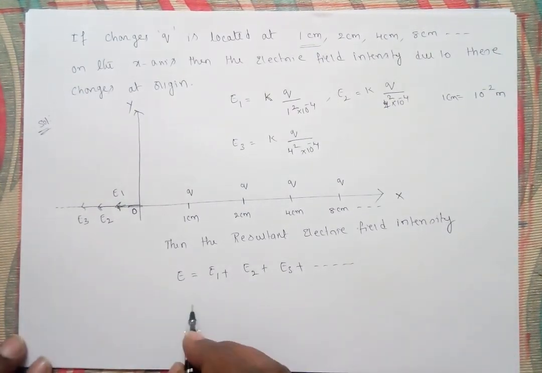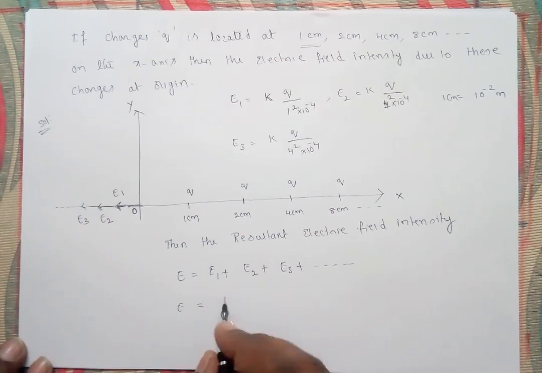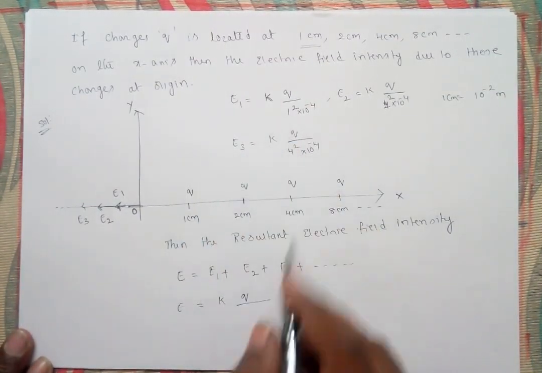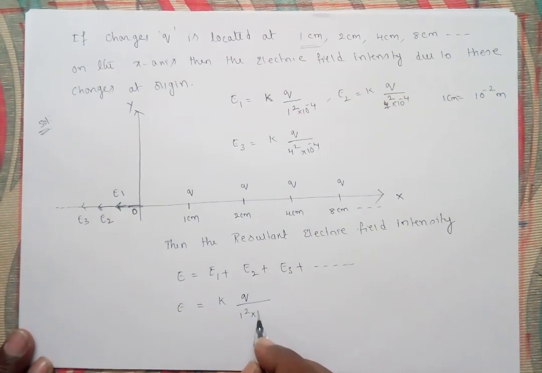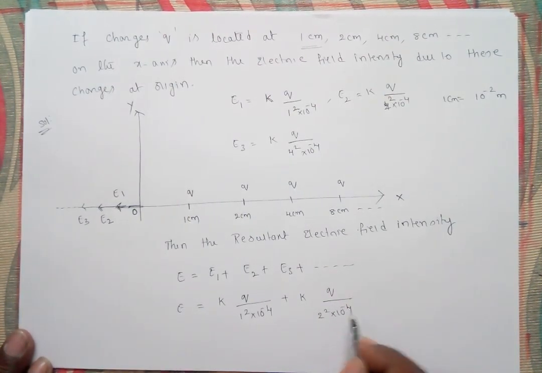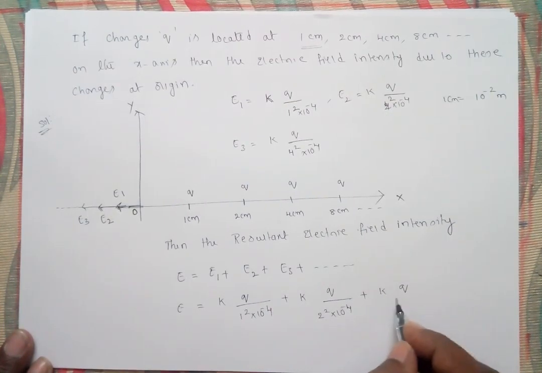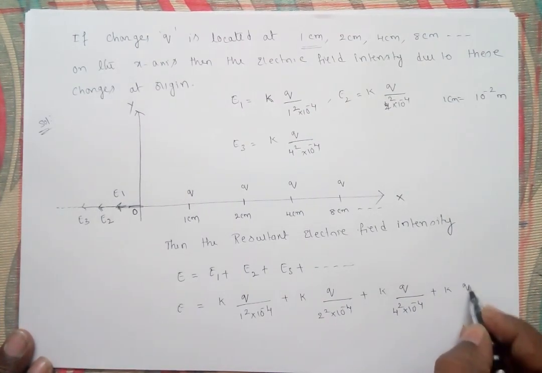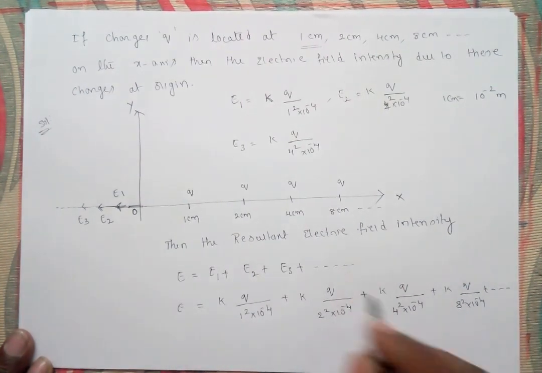Then E1 is K Q by 1 square into 10 raised to minus 4, plus E2 which is K Q by 2 square into 10 raised to minus 4, plus E3 which is K Q by 4 square into 10 raised to minus 4, plus K Q by 8 square into 10 raised to minus 4 and so on, up to infinity.